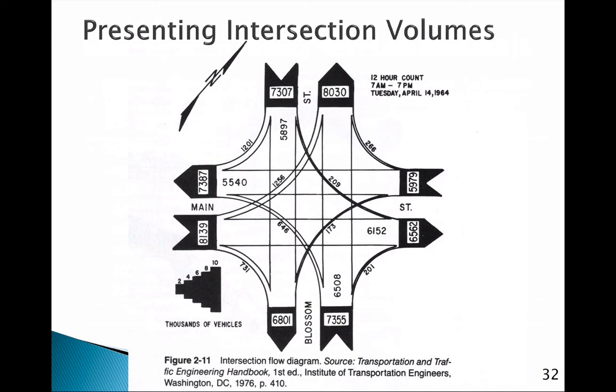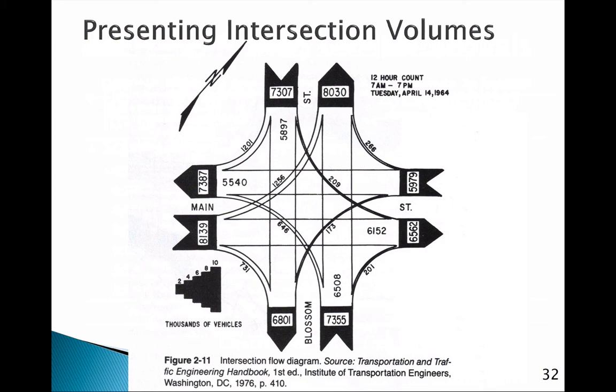So when you go count at an intersection, it's going to look something like this a lot of times. And so this is kind of one snapshot that tells you everything. In this case, it's 12 hours of data. So you can see up there it says 12-hour count, 7 to 7 on a Tuesday in 1964. But let's say, as an example, on Blossom, which is the bottom, we talk in terms of northbound. So on the right part of the bottom leg, you'll see a 7355. So that's all the arriving traffic northbound. So there's 7,355 cars in that 12-hour period that are coming northbound.